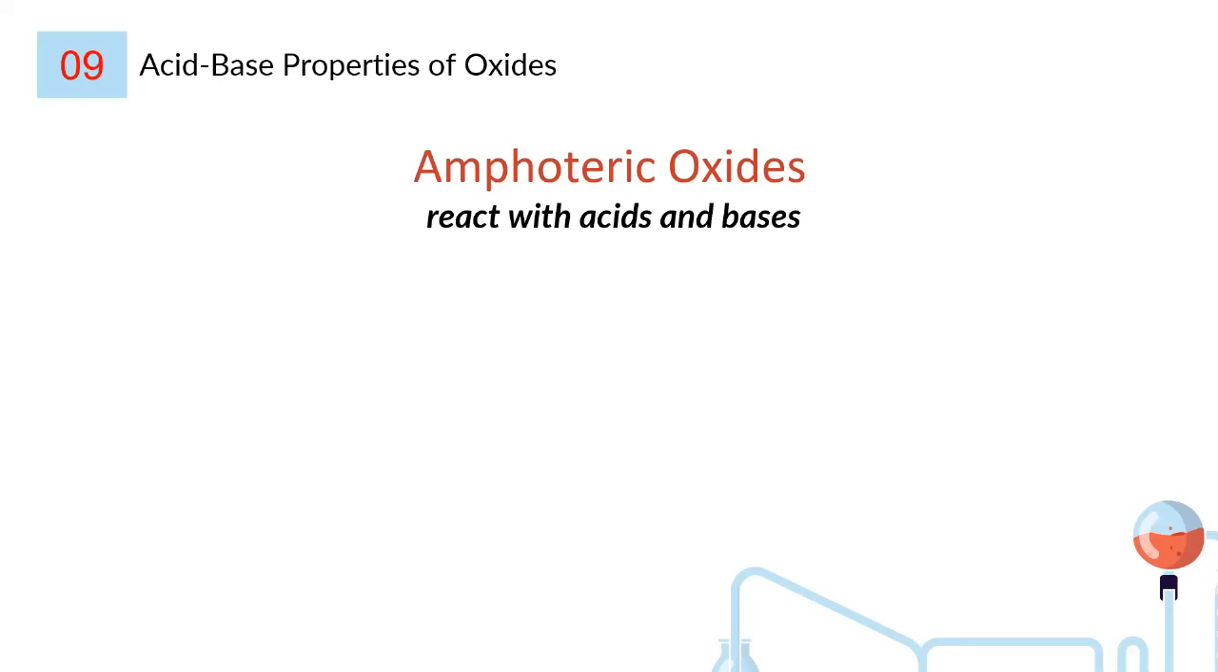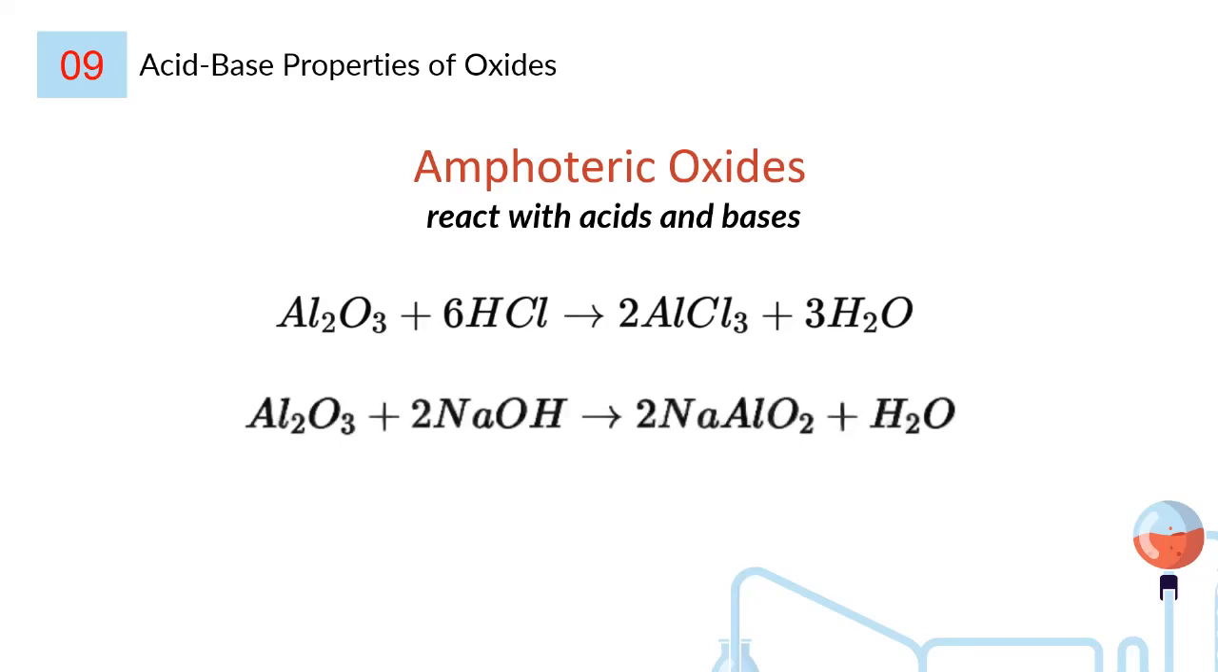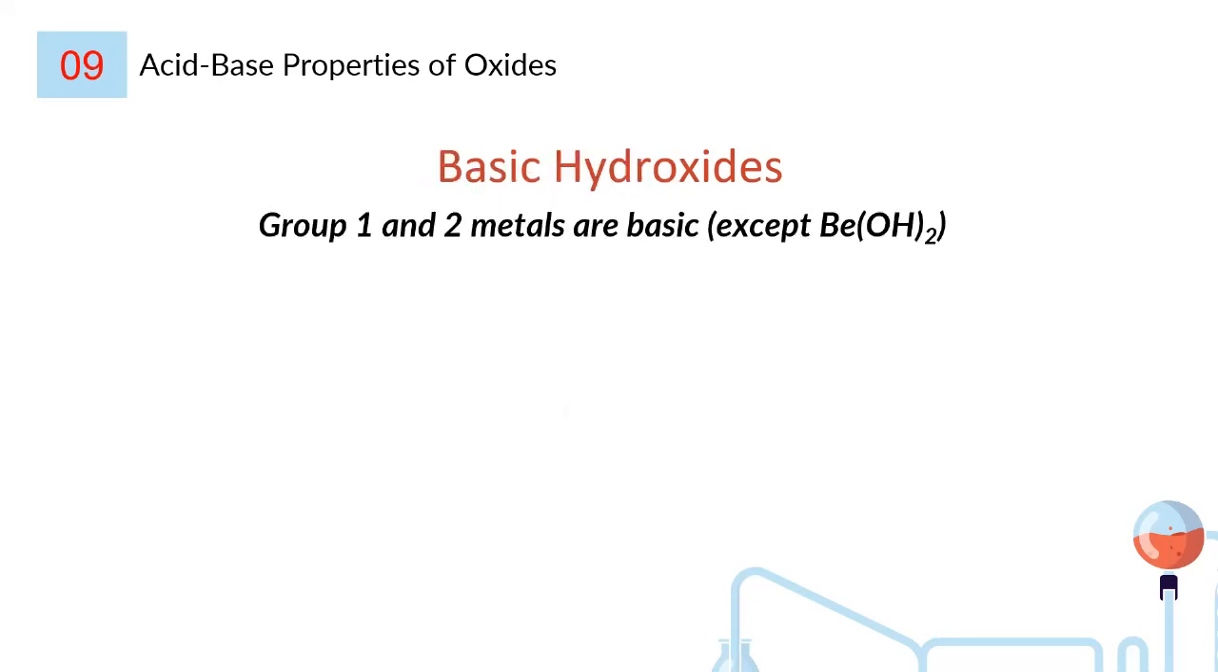With acids, such as hydrochloric acid, it forms aluminum chloride and water. With bases, such as sodium hydroxide, it forms sodium aluminate and water. In these reactions, aluminum oxide behaves as an acidic oxide when reacting with bases and as a basic oxide when reacting with acids. Basic hydroxides are compounds that contain the hydroxide ion and exhibit basic properties when dissolved in water.